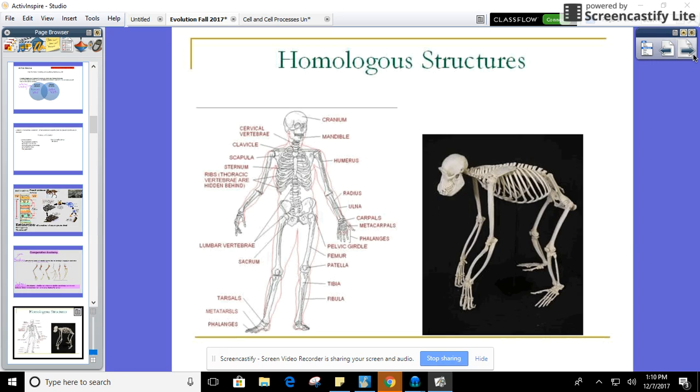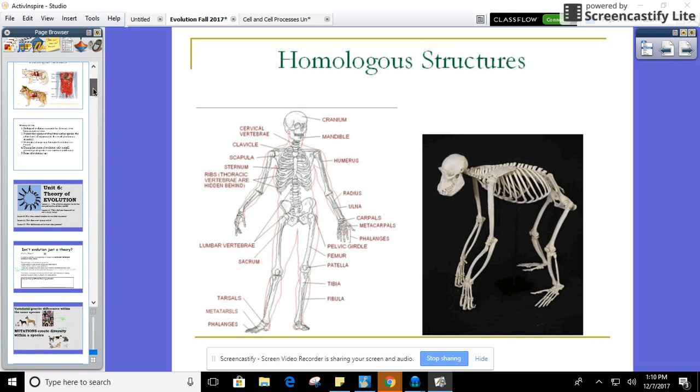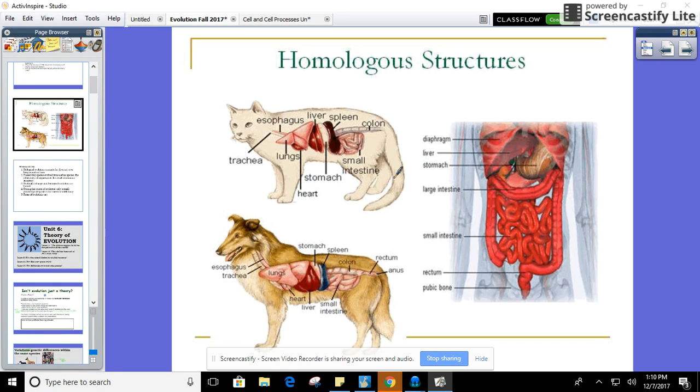For homologous structures, I showed a few more: the skeleton of a human and a chimpanzee. I'm also going to jump back to a different example that shows organ systems of a cat, a dog, and a human with similar organ structures and systems.